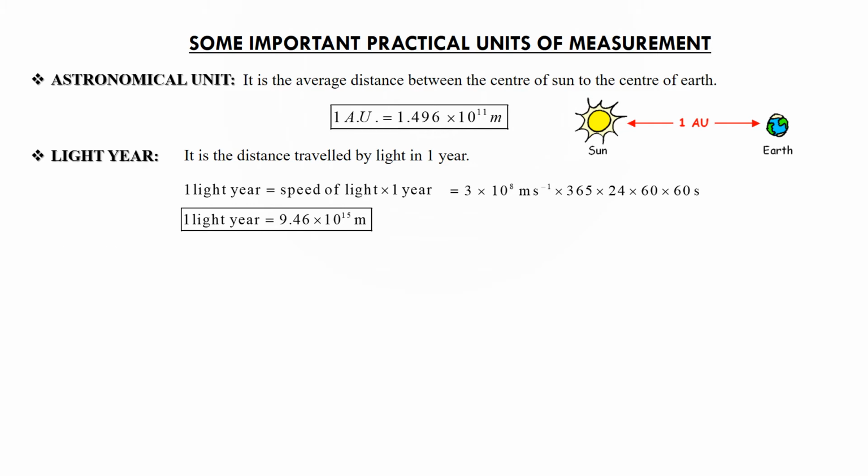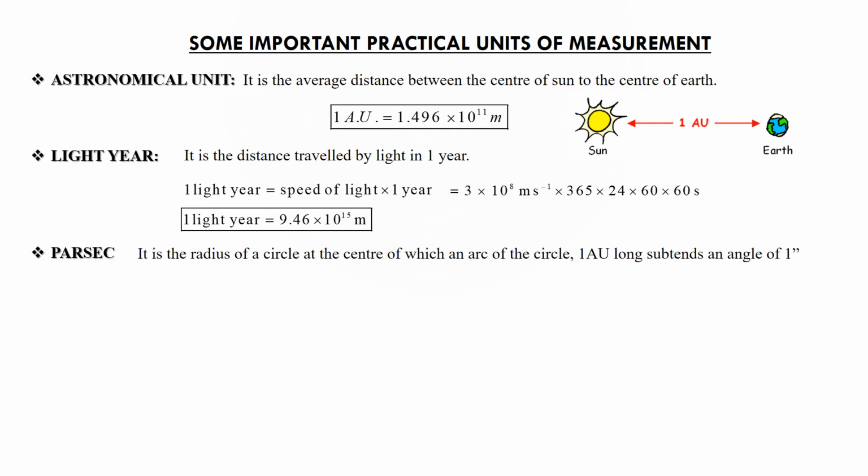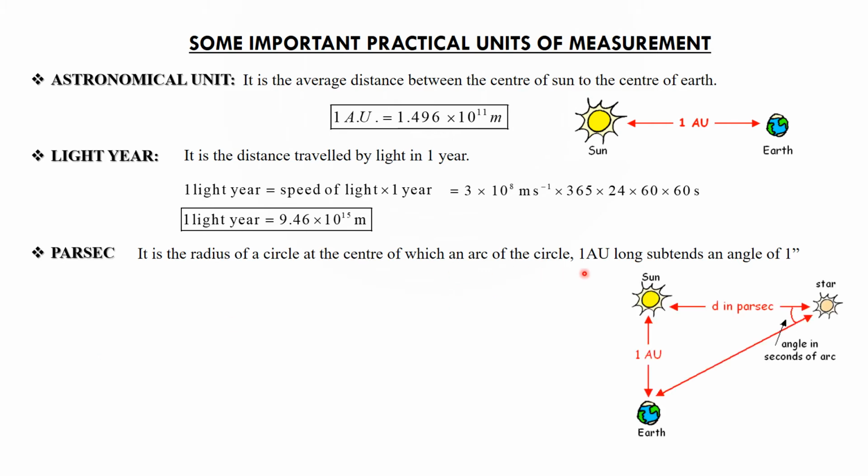The third one is parsec. Now, what is 1 parsec? It is the radius of a circle at the center of which an arc of the circle 1 astronomical unit long subtends an angle of 1 arc second. So this distance is said to be 1 parsec if this distance is 1 astronomical unit and this angle is 1 arc second.